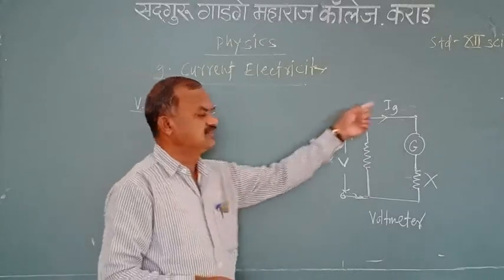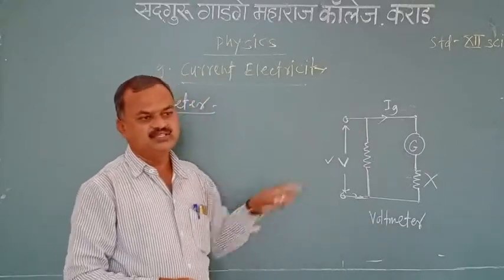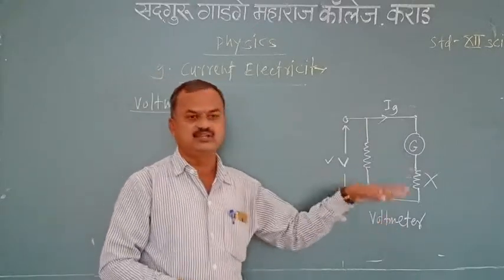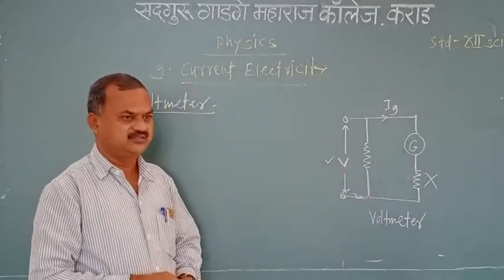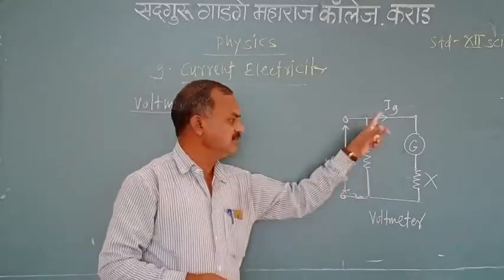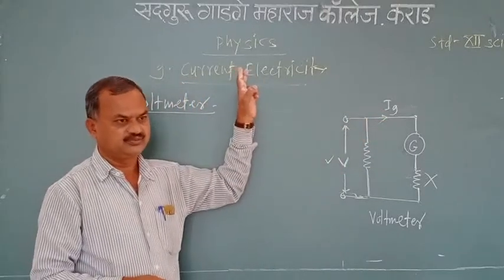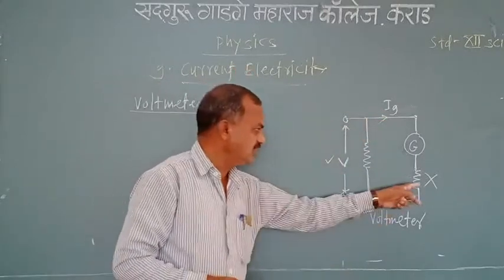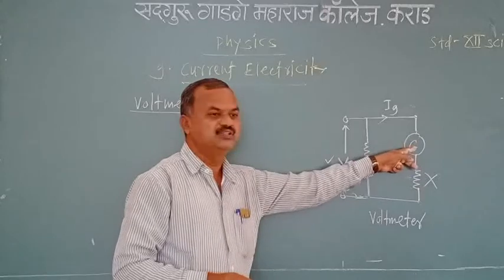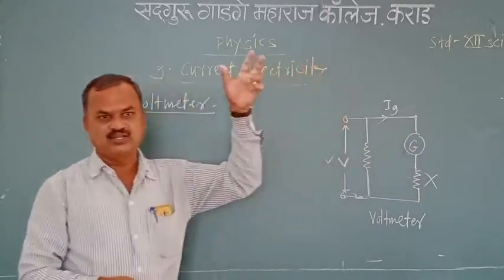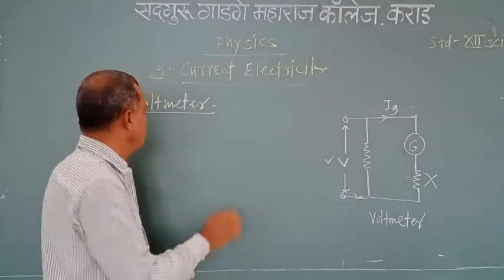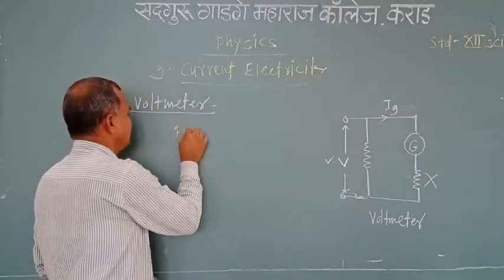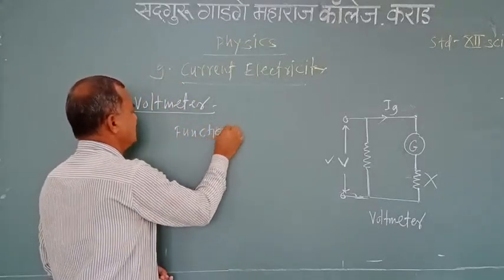This is the construction for conversion of a moving coil galvanometer into a voltmeter, for the measurement of voltage. That means we have to connect a high resistance in series with the coil of the galvanometer to convert the MCG into a voltmeter. Then we will see the function of that high resistance.